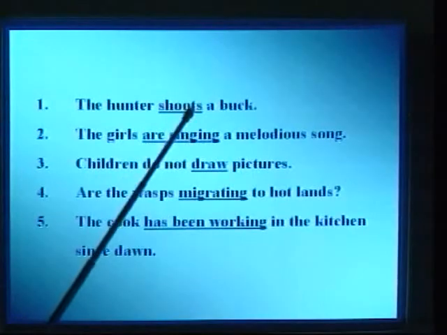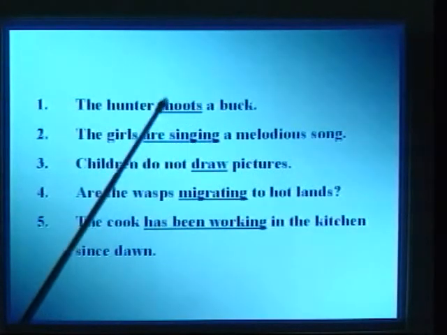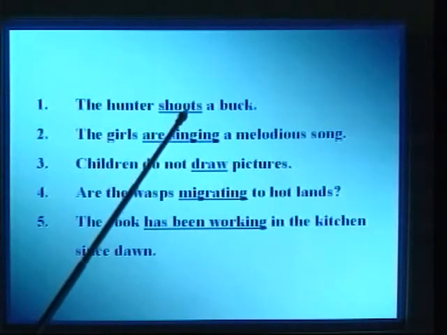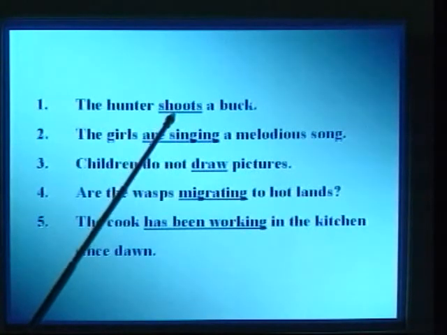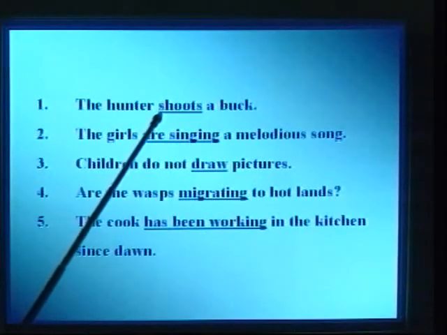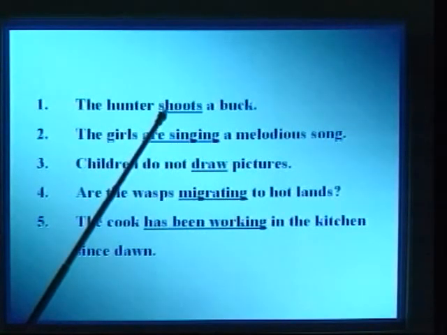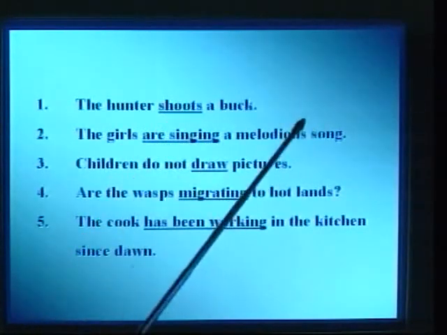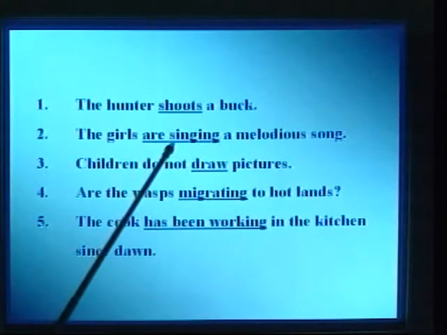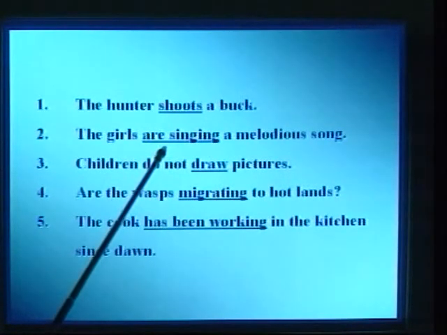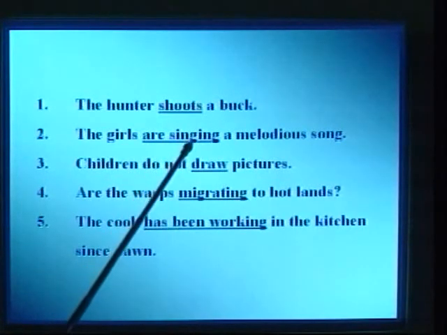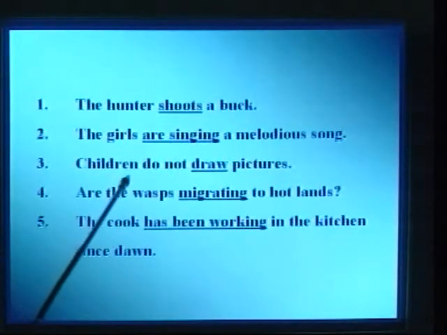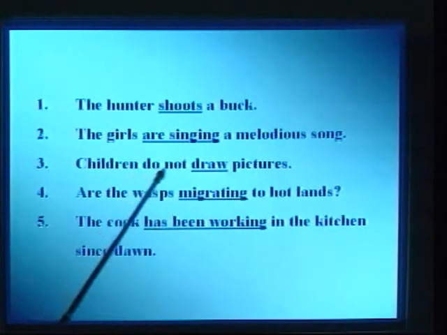See, for example, the hunter shoots a buck. Shoots. Try to name it, because if you have already done this, you try to do it for this. There's plenty of time here. Come on, you see, shoots. I will simply give you the verb part of it. You try to identify it. Shoots, what will you write for shoots? Then are singing. You have to name it. By looking into the verb part of it, you can really say what are singing is. You know it, you will do it. Children do not draw pictures. Do not draw pictures.